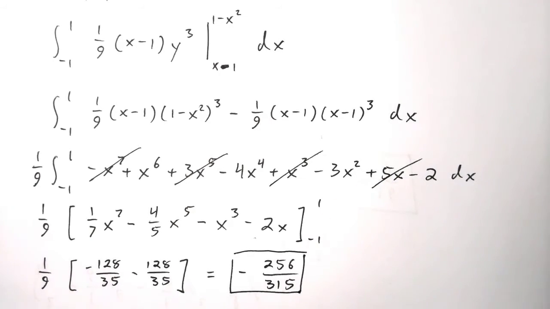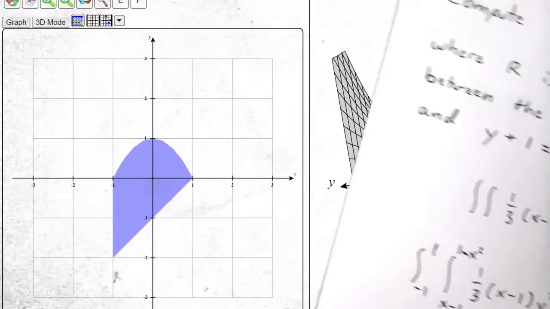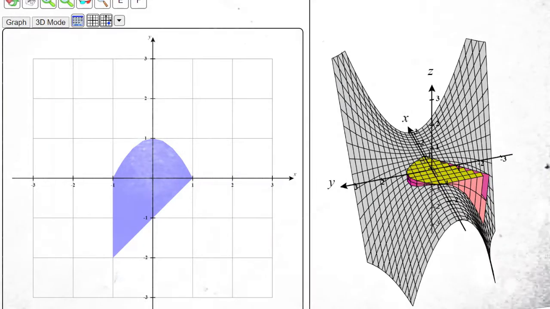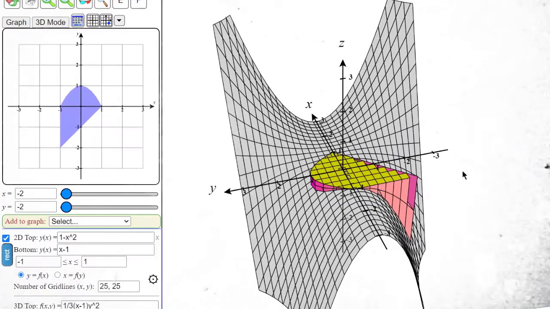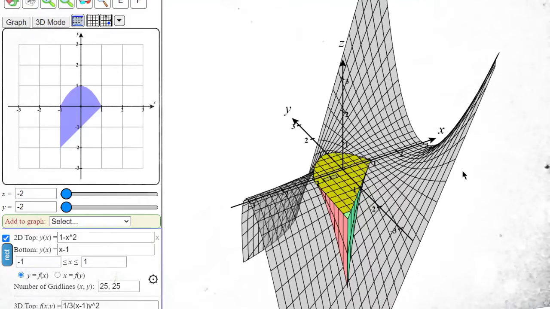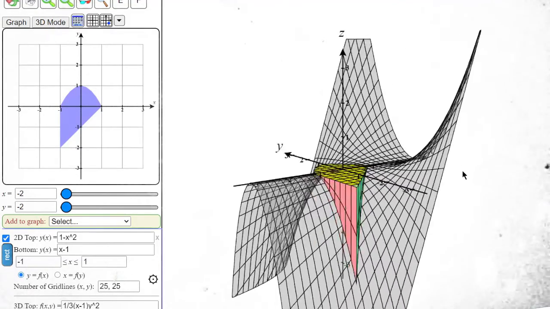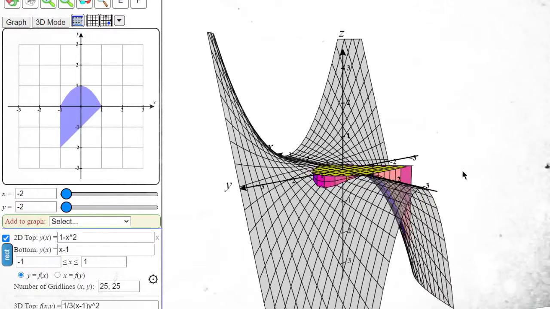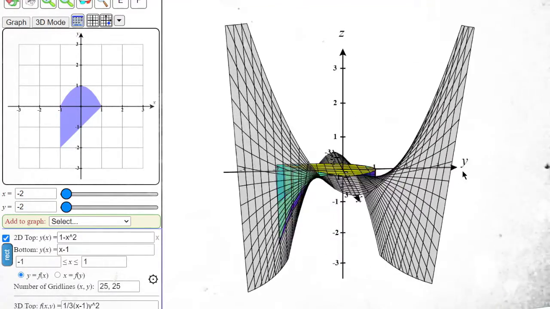Now it's a negative quantity. Does that make sense corresponding to the picture that we saw? Well, let's go take a look. Well, look at that. Look at the thing that we're finding here. Most of it, in fact, all of it, is below the xy plane. So it should be a negative quantity. So what I'm seeing here in my computations makes sense.